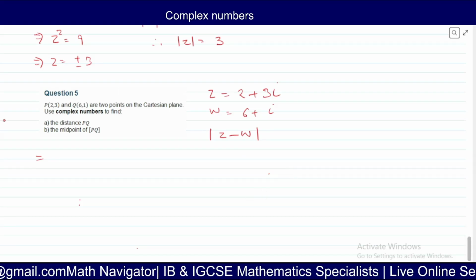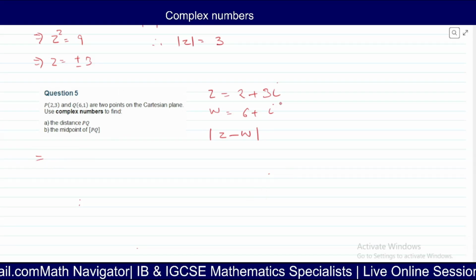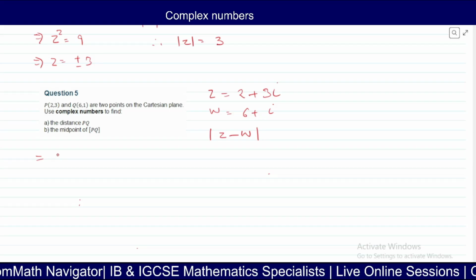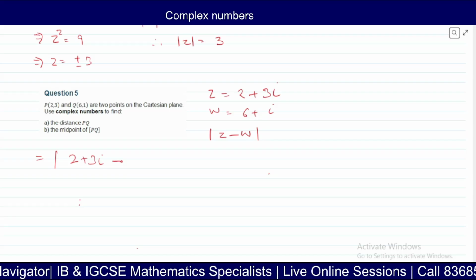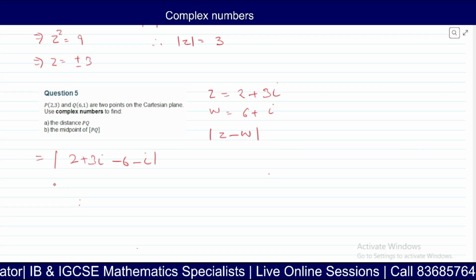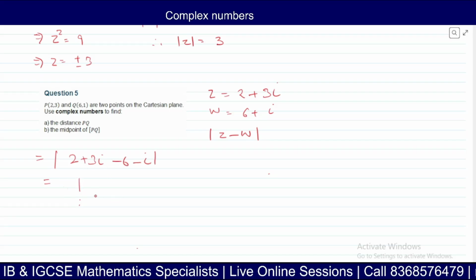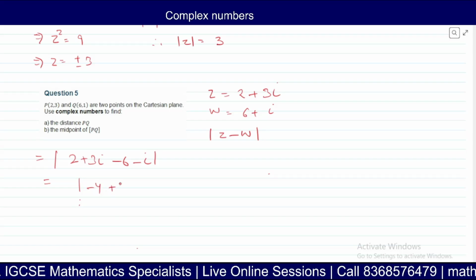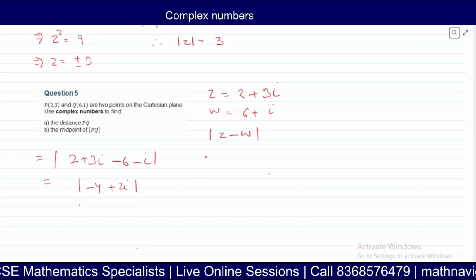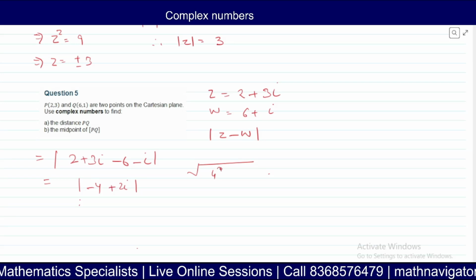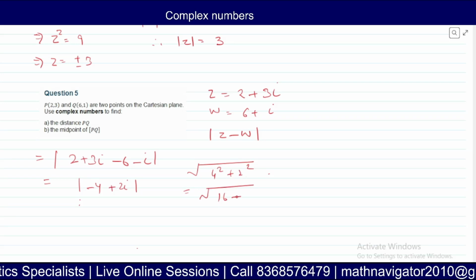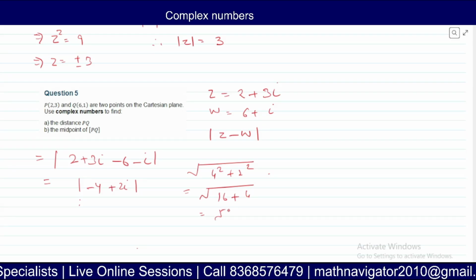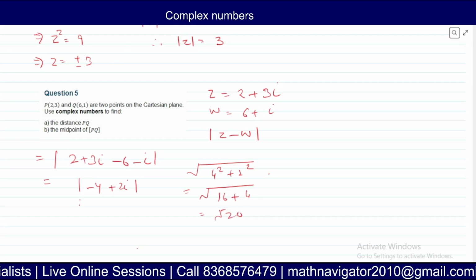so we can do magnitude of 2 plus 3i minus 6 minus i, which will give me 2 minus 6 is minus 4 plus 2i. So if I want to find the magnitude, that is the square root of 4 squared plus 2 squared, which is the square root of 16 plus 4, which is the square root of 20. Perfect. We have got this.